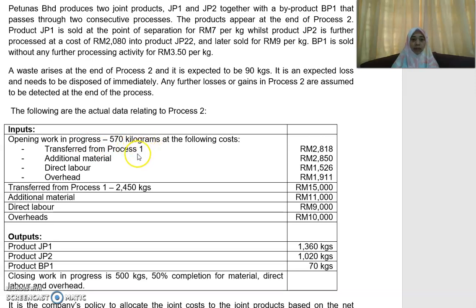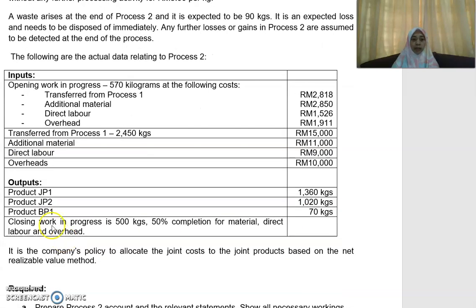570 kilograms. So you are being given the cost for your opening work in progress. And then you have the input transferred from process 1, because now you are in process 2. So you have the input from process 1 at 2,450 kilograms, and then you have the additional material at 11,000, direct labor at 9,000, overhead at 10,000. Okay, this one is your input, and then you have your output.